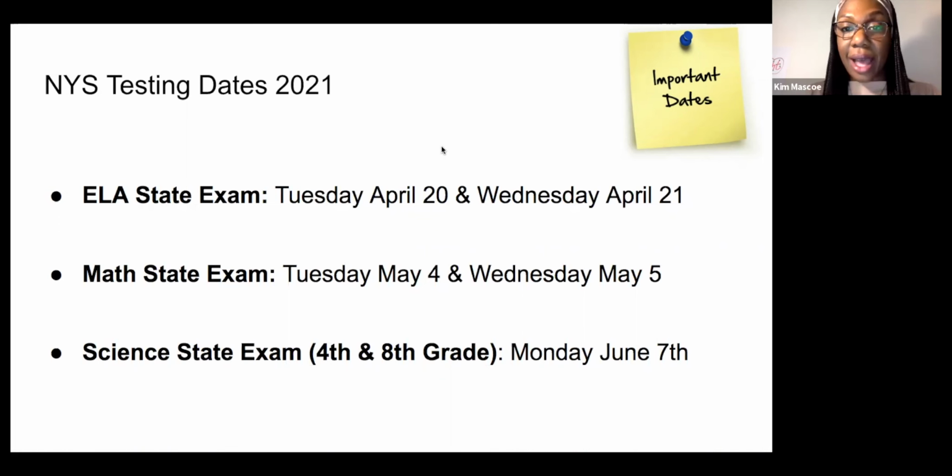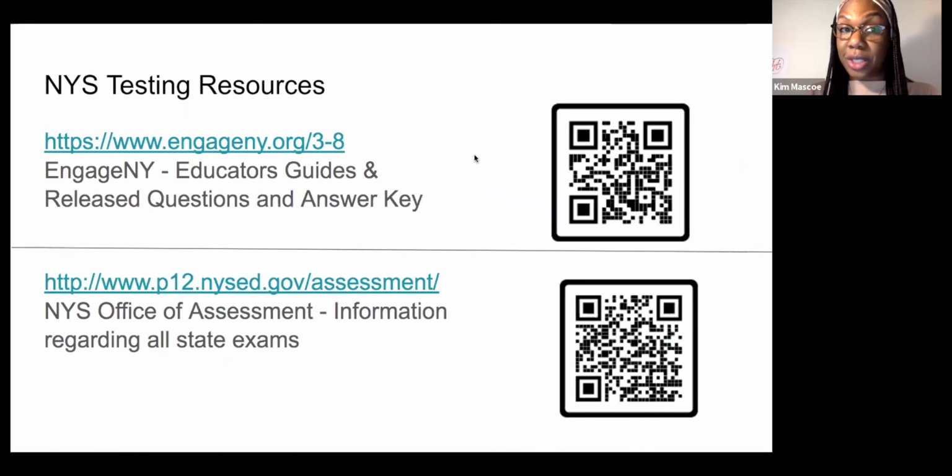If we look at the next slide, there are some resources. On Engage New York, you can find all of the released questions, the answer key, and the guide for all of the grades. You can either use the QR code or click the link. We would also encourage everyone to keep visiting the New York State Office of Assessment's website to keep abreast of any updates and changes that may occur over the next couple of weeks. That's where you can find all of the information regarding all of the state exams.